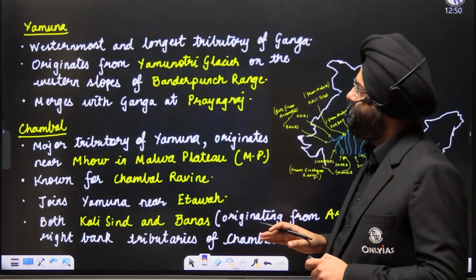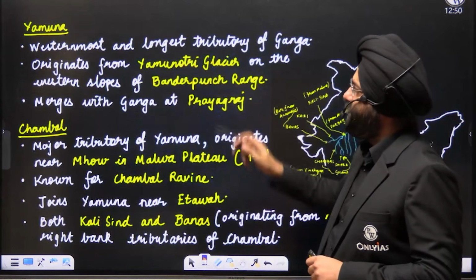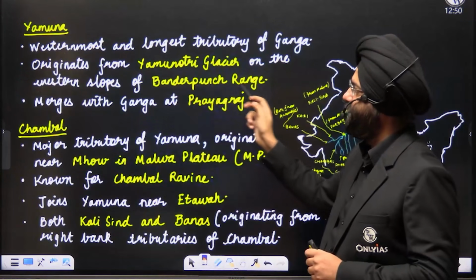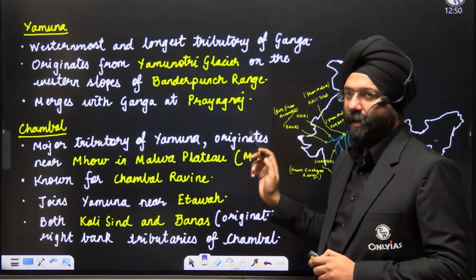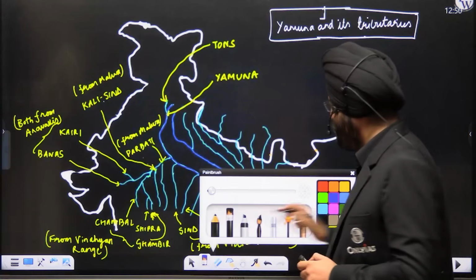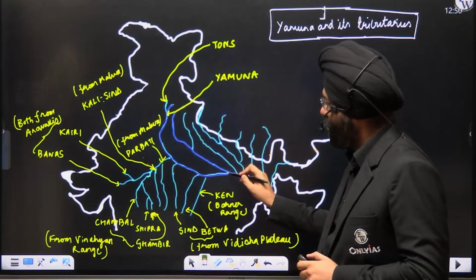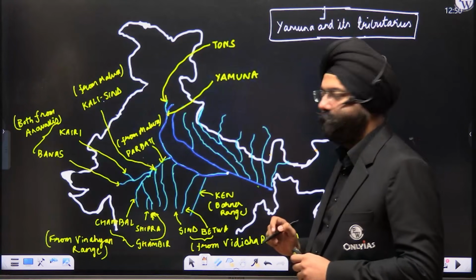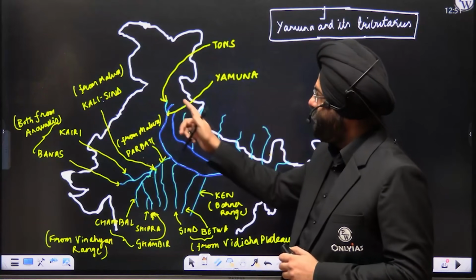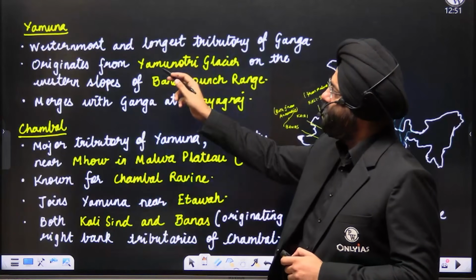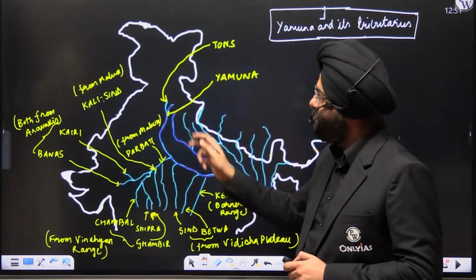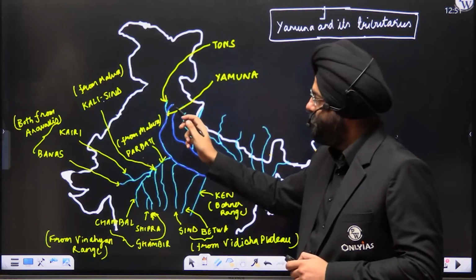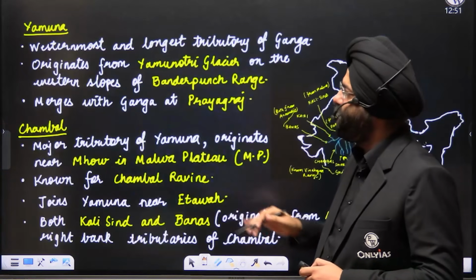Okay. First, Yamuna, the westernmost and the longest tributary of Ganga. It originates in the Yamunotri Glacier on the western slopes of the Banderpuch range. It merges with Ganga at Prayagraj. We very well know this is the region, Prayagraj, previously known as Allahabad, where it is merging. It rises from the Yamunotri Glacier, then it is moving. It has another very important river, Tons, which we'll study later on. This is the main river. Clear? Now let's move ahead.